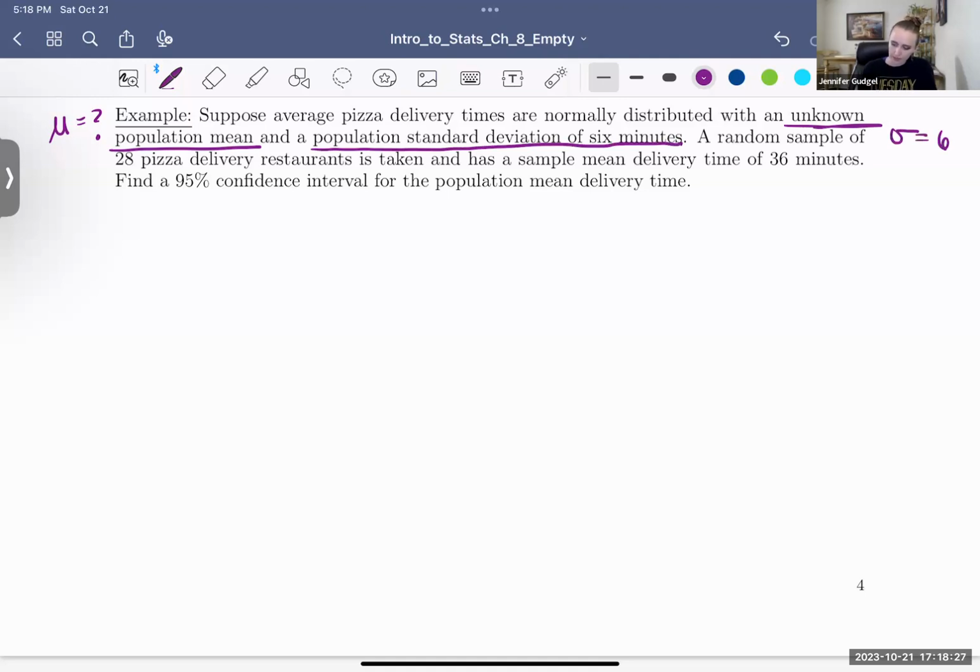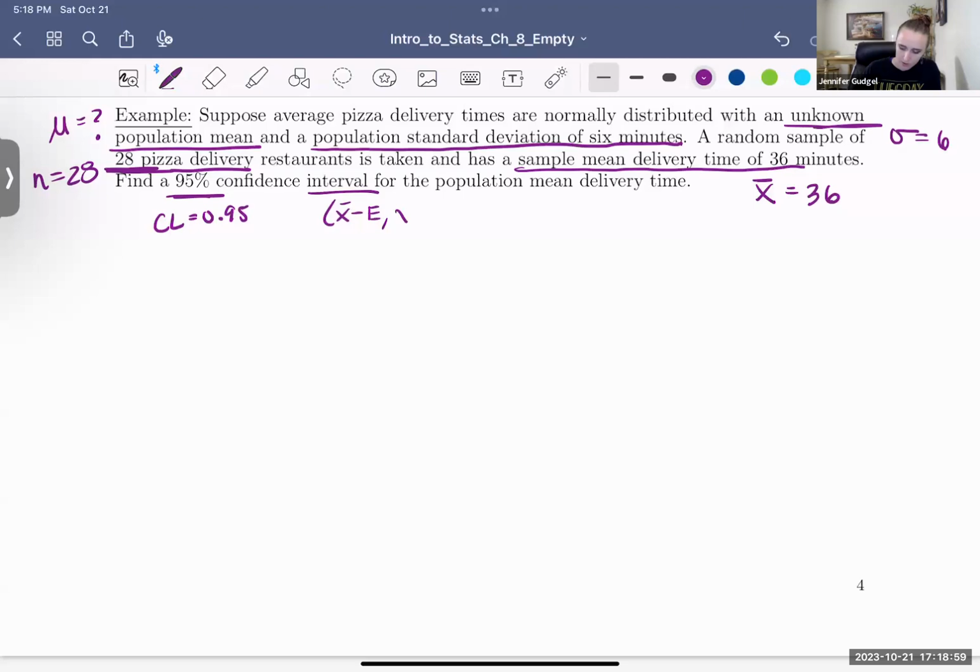Sigma is 6. A random sample of 28 pizza deliveries, that's our N, is collected and has a sample mean delivery time of 36 minutes. That's our X bar. We want to find a 95% confidence interval, 0.95 confidence level for the population mean delivery time. All right, so again, the interval we're looking for is X bar minus E to X bar plus E.